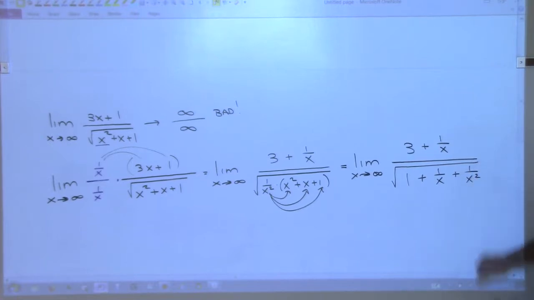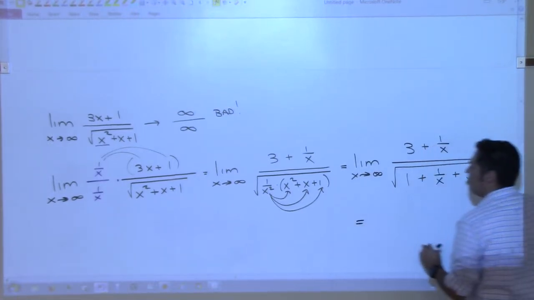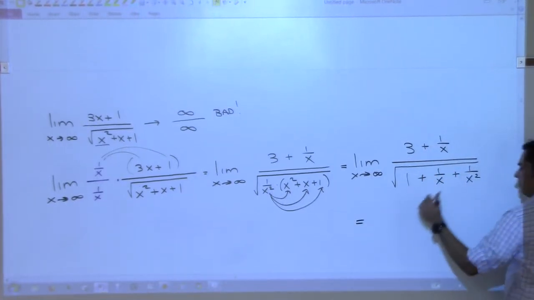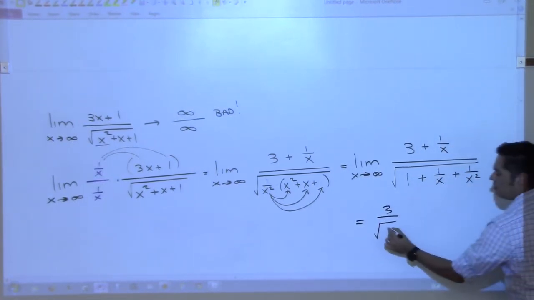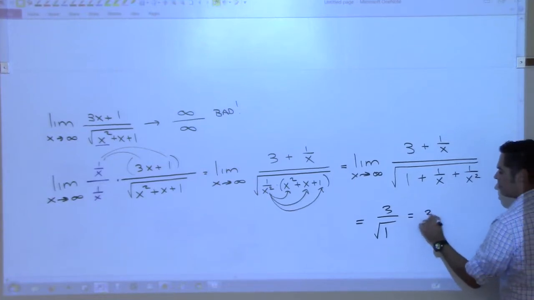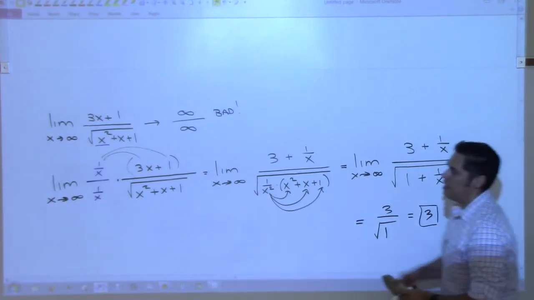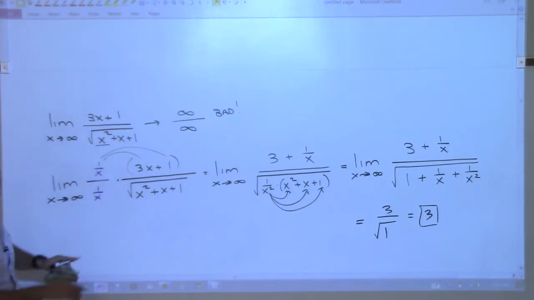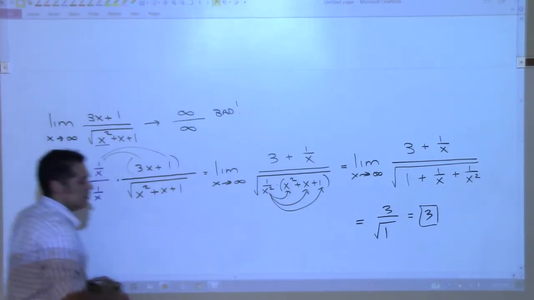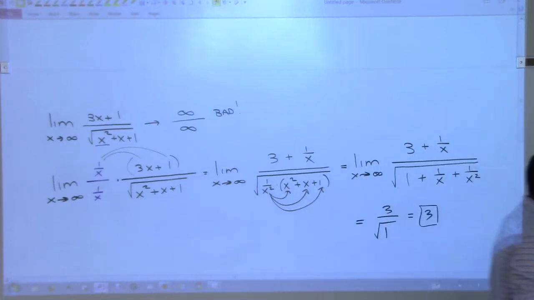And so now when I apply the limit, what do I get? 3 on top, and then square root of 1, and that's just 3 over 1, that's just 3. So that is headed towards 3. If you were to graph this as a function, and you look out to the right, it's going to head to 3.